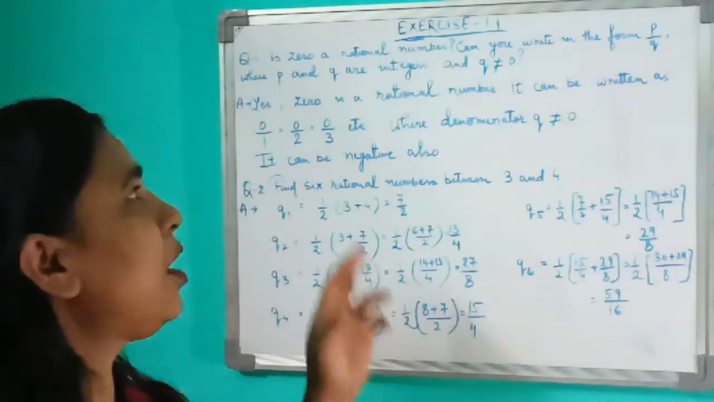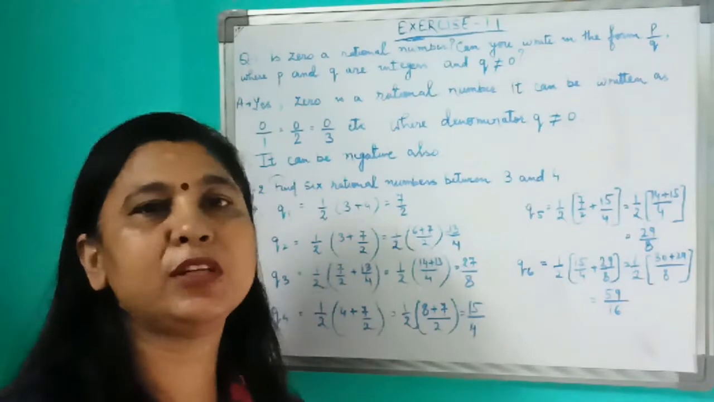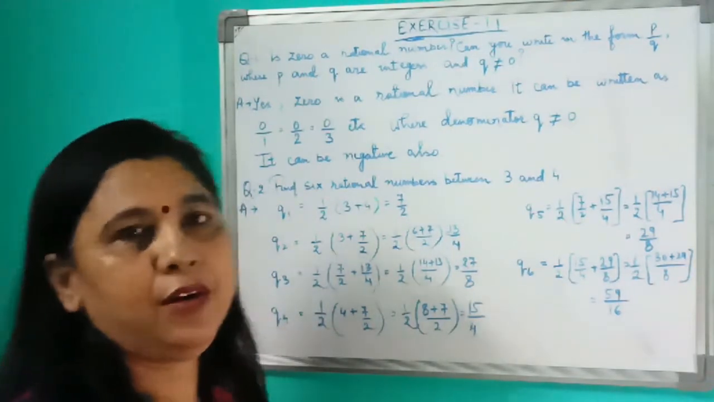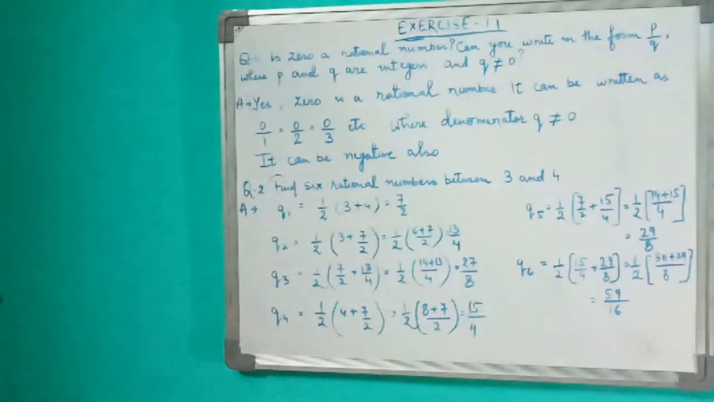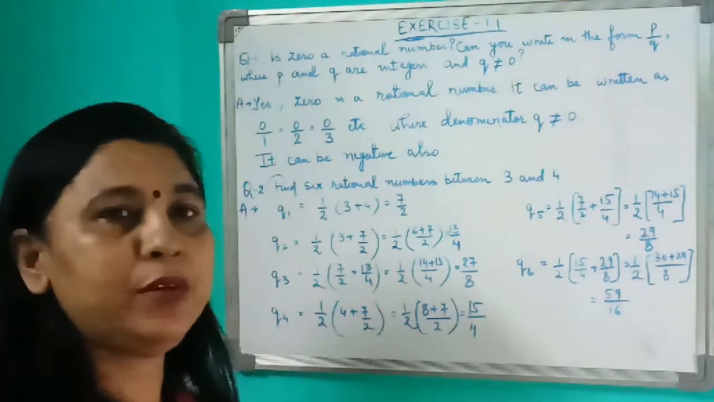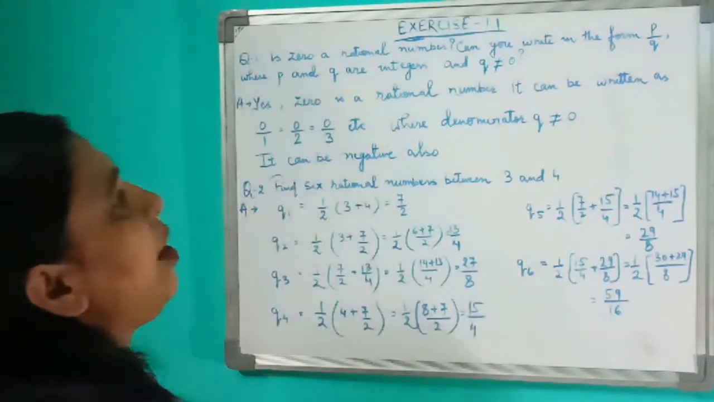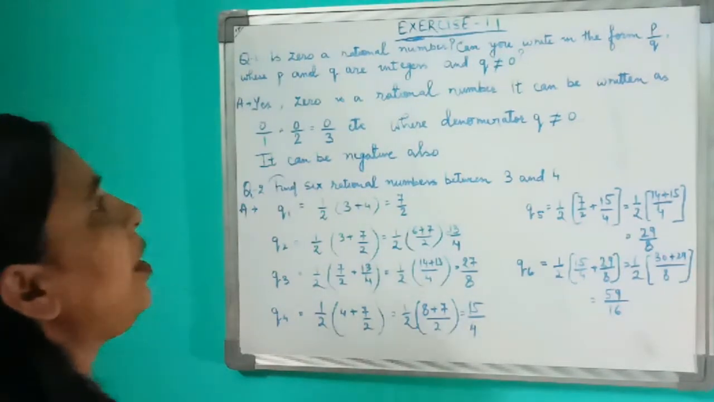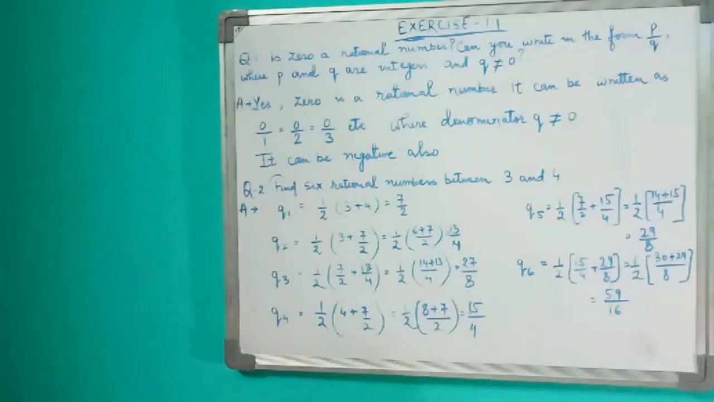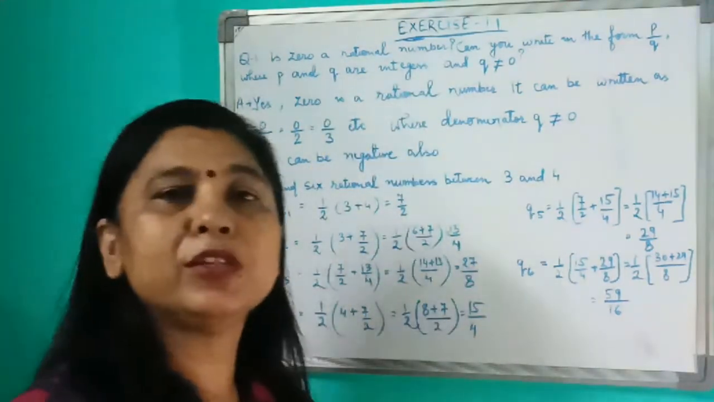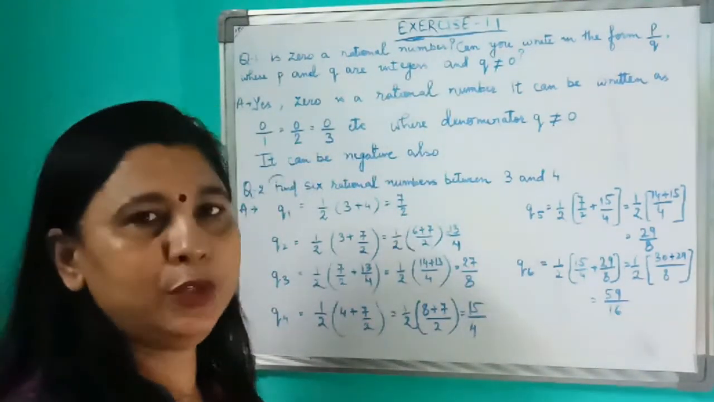Today we are going to start with exercise 1.1 NCERT. The chapter is real numbers. Question 1 is, if 0 is a rational number, can you write it in the form p upon q where p and q are integers and q is not equal to 0?